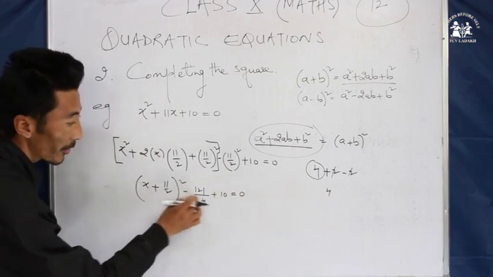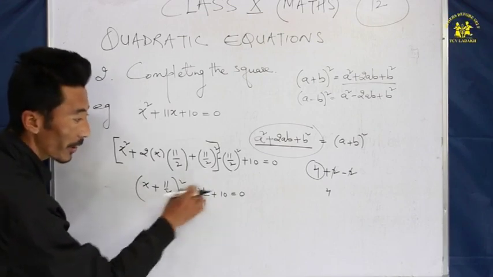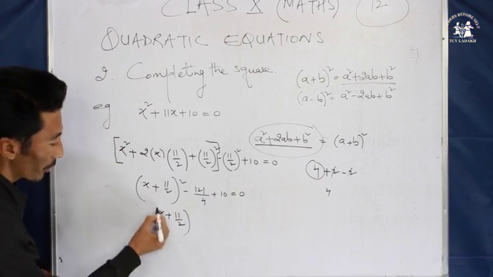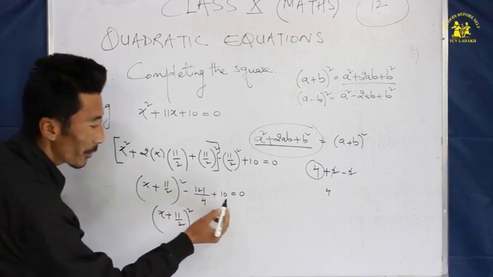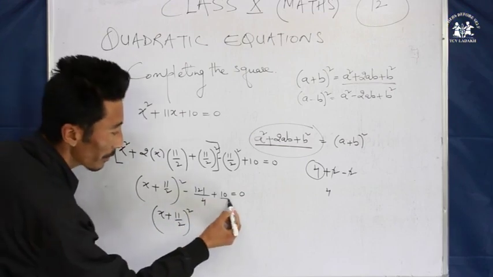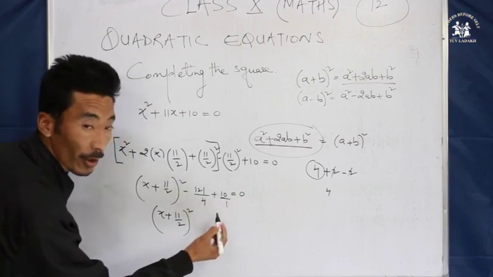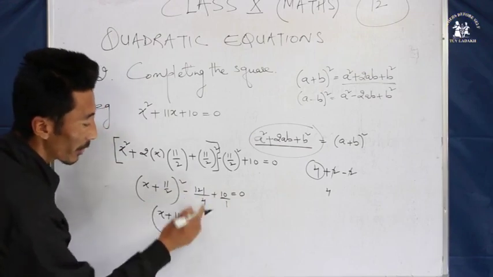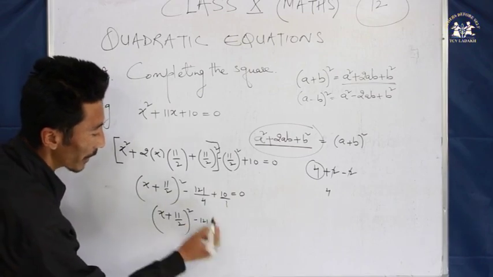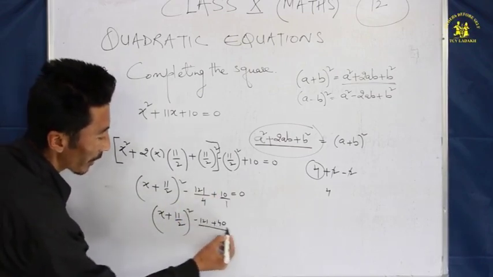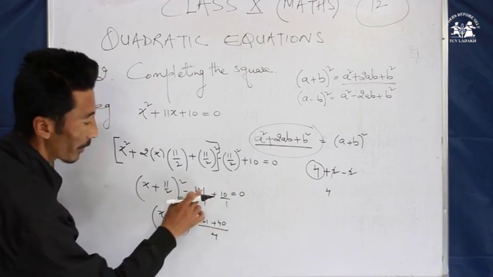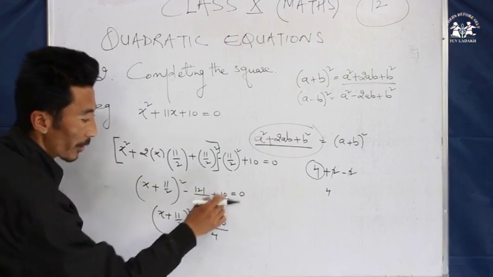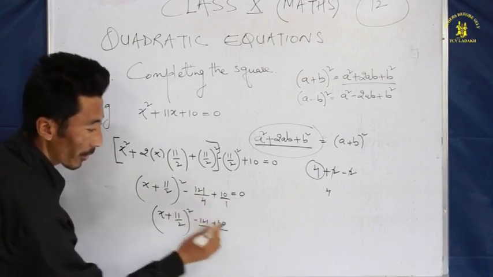Now we simplify the constants and solve the equation. We have x plus 11 by 2 whole squared. Taking the LCM, we cross multiply the denominators: minus 121 plus 4 tens are 40, divided by 4, equals to 0.